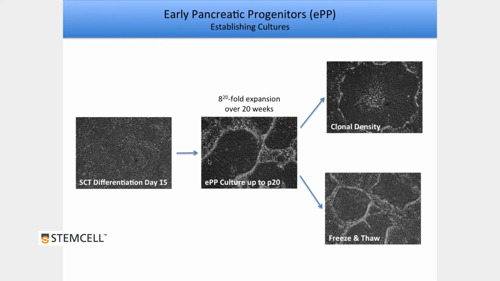These cells can be cultured up to passage 20, enabling approximately 8 to the 20-fold expansion over a period of 20 weeks. I usually culture them as clumps, just as we culture human ES cells, but they can also be plated at clonal density, which is important for doing things like colony assays, which enable you in the stem cell field to determine the effects of particular signals on both proliferation and differentiation.